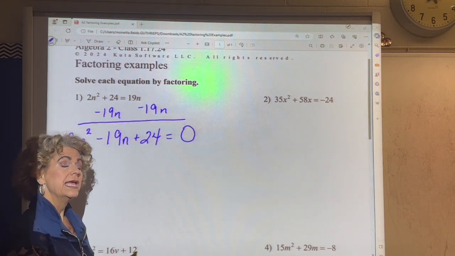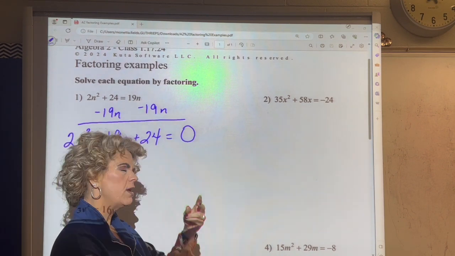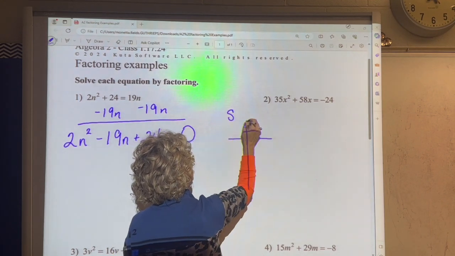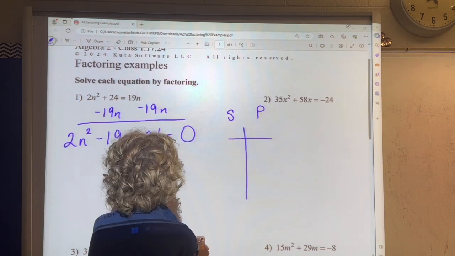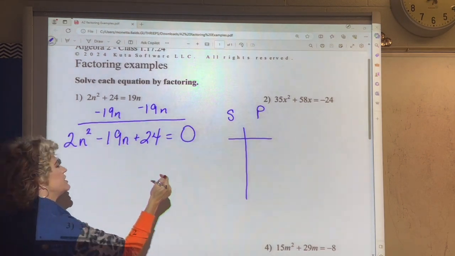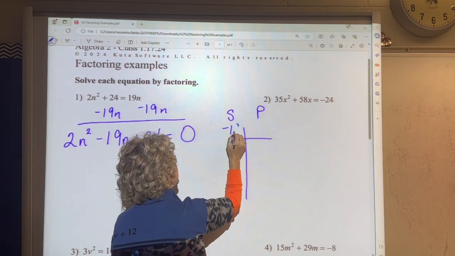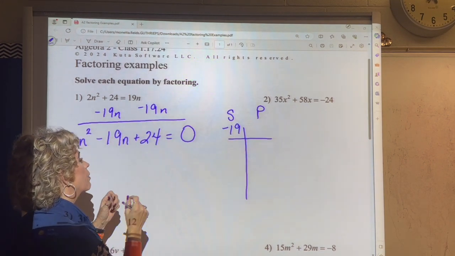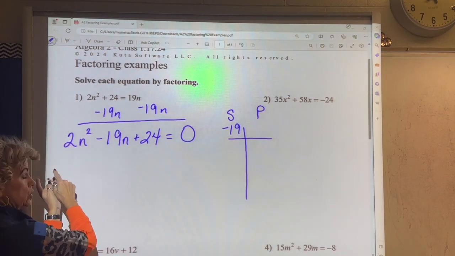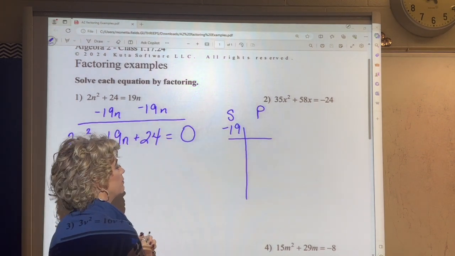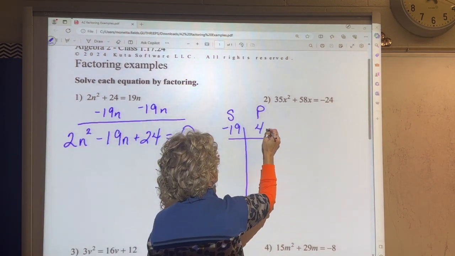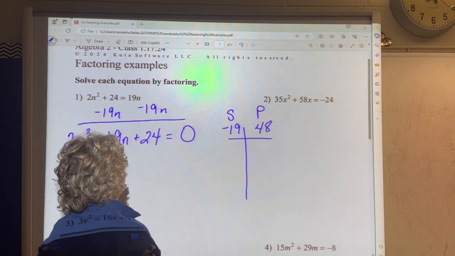That's our equal. Next thing we're going to do is identify our sum and product. We've done that. Okay, so here we go. We have the sum, we have the product. The sum is our coefficient of our linear term, which is a negative 19. Negative 19 is our sum. Our product is our quadratic coefficient, which is 2, times our constant, our number all by itself. 2 times 24, which is 48. So there's our product.